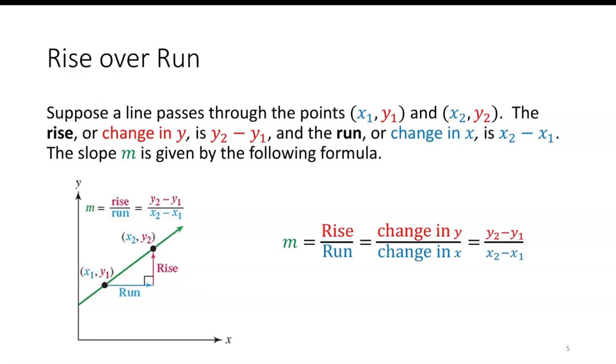The slope is given by the formula, for some reason we use the symbol m, where m is equal to rise over run, which is the change in the y values divided by the change in the x values, or specifically, y2 minus y1 divided by x2 minus x1.